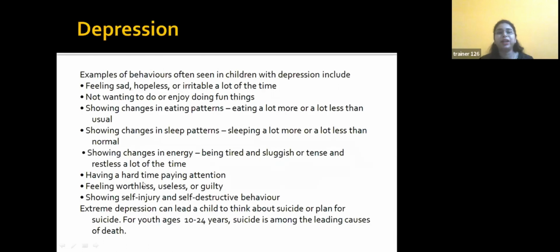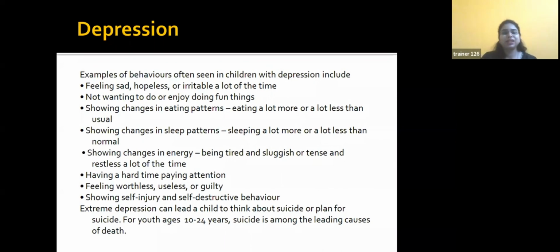And then comes depression. It is a wrong notion that children cannot be diagnosed with depression. Children can also be diagnosed with depression, right? So what are the symptoms? They may feel sad, hopeless, irritable a lot of the time, and show changes in eating patterns, not wanting to do or enjoy time with friends or funny things, eating a lot more or a lot less, avoiding going outside. There is a low level of energy, they're always tired and sluggish. People may feel, okay, this boy is very lazy, but they are not lazy. It is because of the condition that they are doing all this.